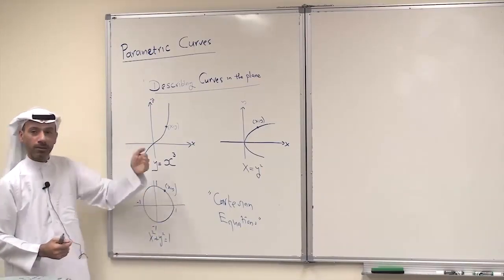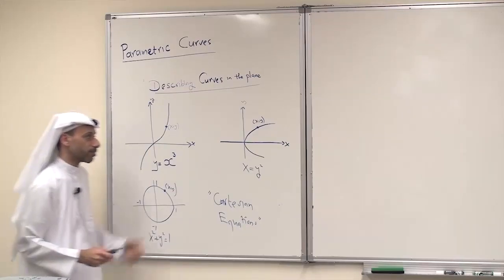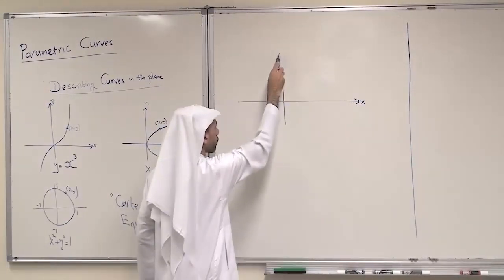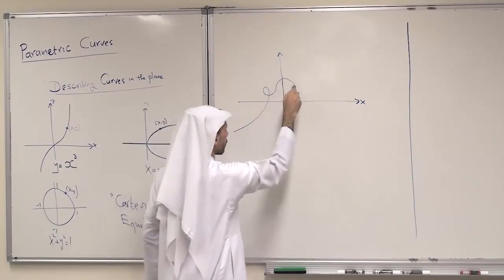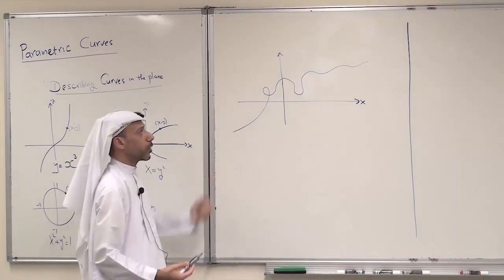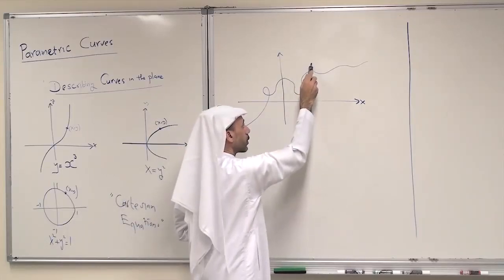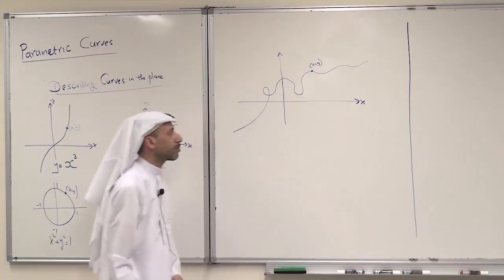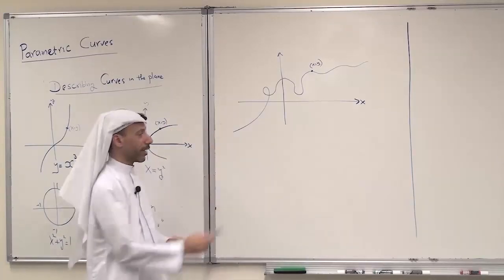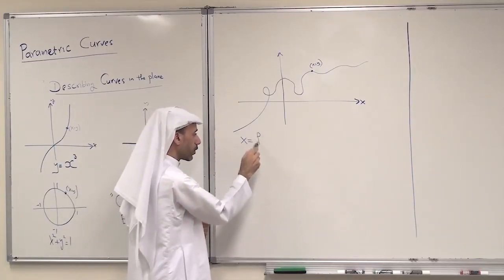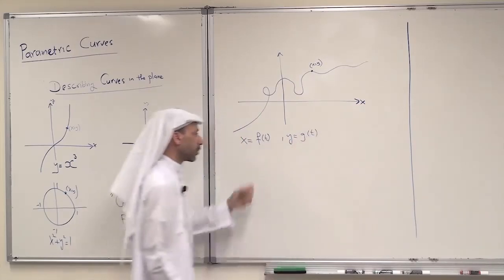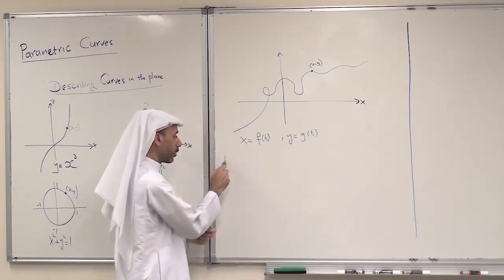Here, there is another way to describe curves in the plane. So let's take a general curve, for example, something like this. How to describe this curve? Well, the new way is to take again an arbitrary point on the curve, x and y. Here we describe the x coordinate and the y coordinate in terms of a third variable. So x equals f of t and y equals g of t. t is a third variable.